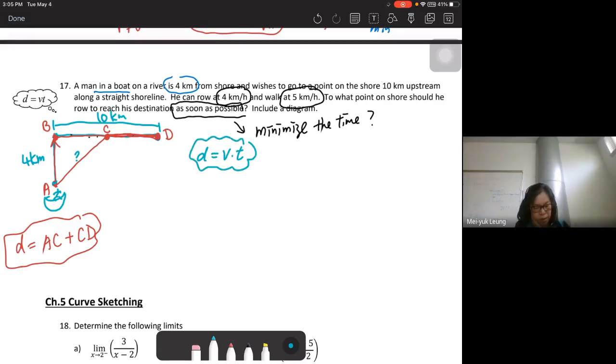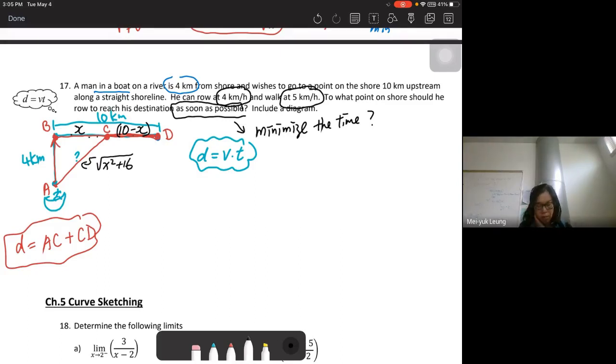So in this case, I need to introduce a variable. Let's define x. Let x represent the distance between B and C, so that the man has to walk 10 minus x kilometers to get to point D. And the length of the hypotenuse of this right triangle, using the Pythagorean theorem, is simply the square root of x squared plus 16.